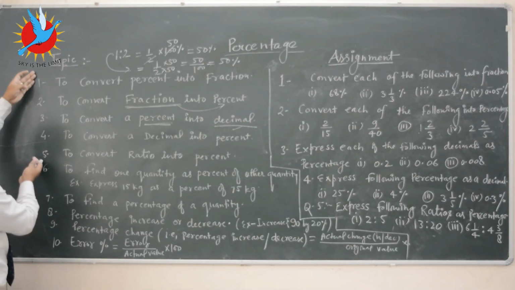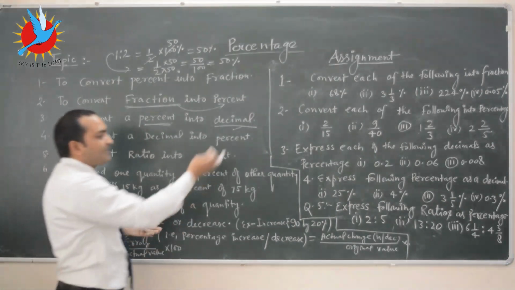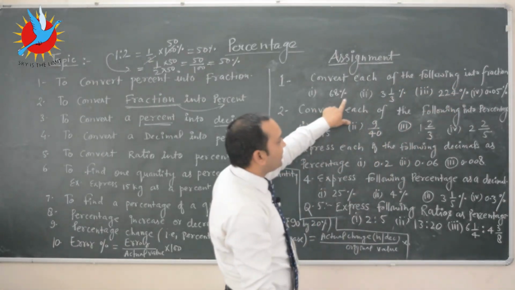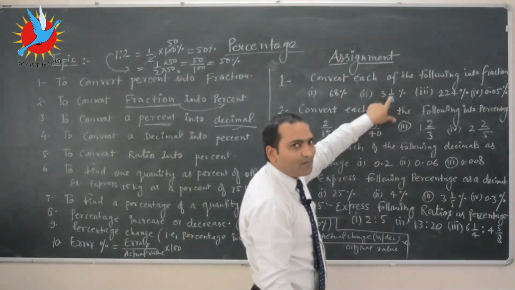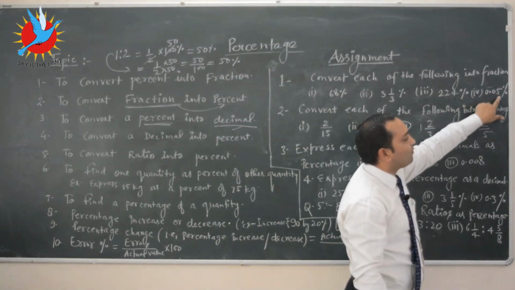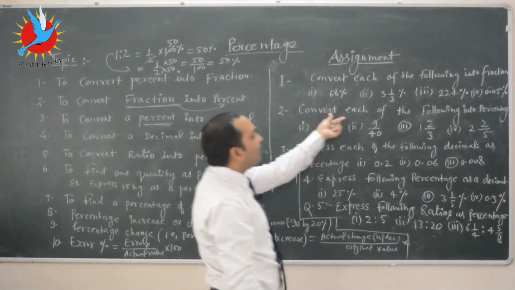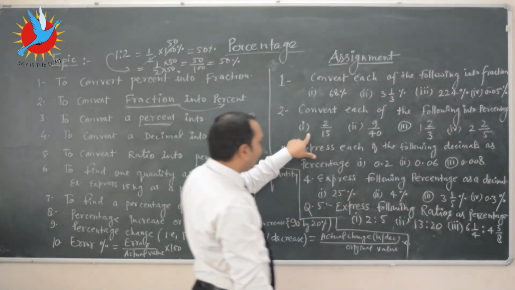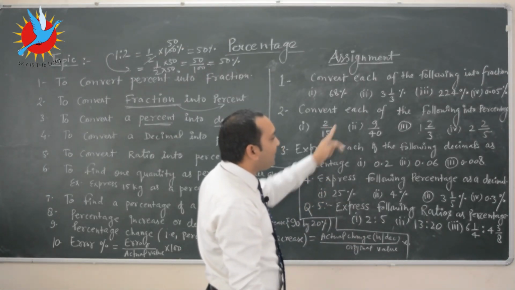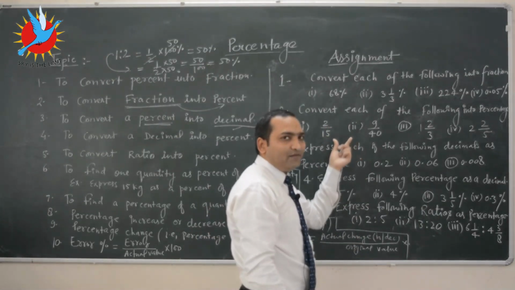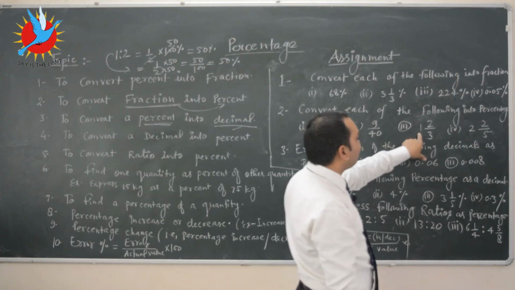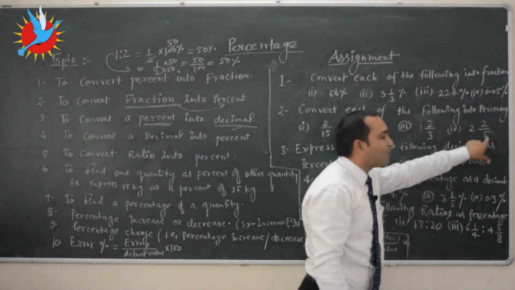On the basis of these topics, the assignment is given here. Convert each of the following into fraction. The first one 68%, second is 3 whole 1/3%, third one 224%, and fourth one 0.05%. Similarly here, convert each of the following into percentage. Here 2/15, convert this fraction into percent. We just multiply by 100% in all fractions and we will get the percentage. So 9/40, next one 1/2/3, and fourth one 2/2/5.